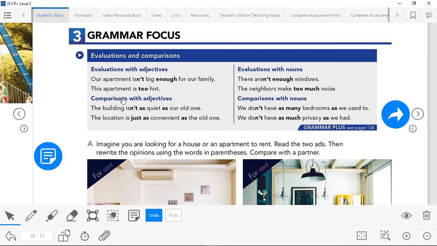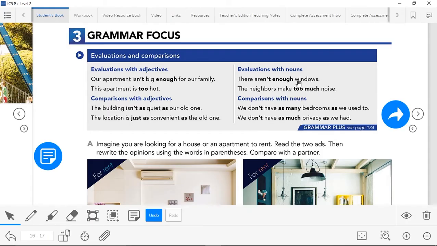This apartment is too hot. This apartment is too dingy. This apartment is too bad for us. And we have the evaluation only about talking about a thing for nouns. There aren't enough windows, okay? We should have more. The neighbors make too much noise, okay?